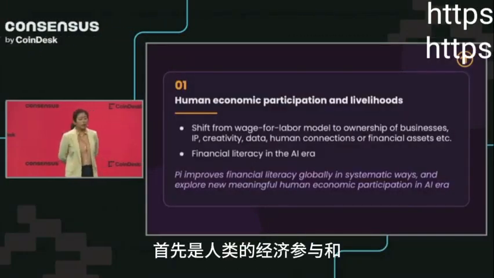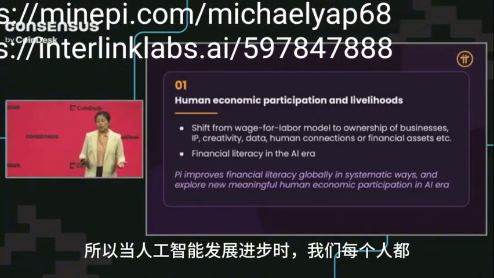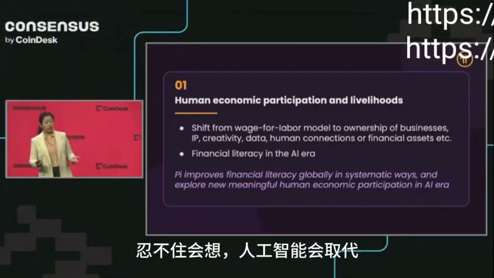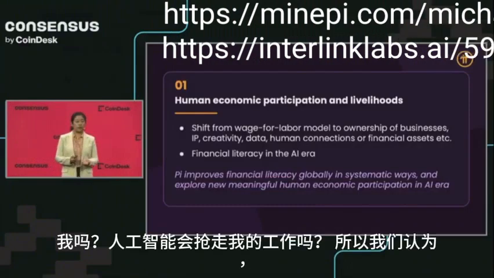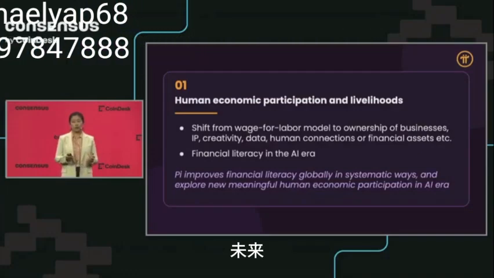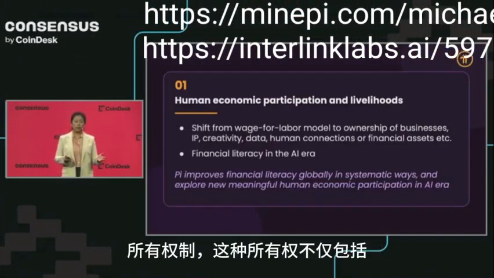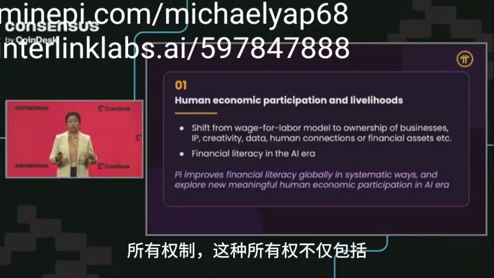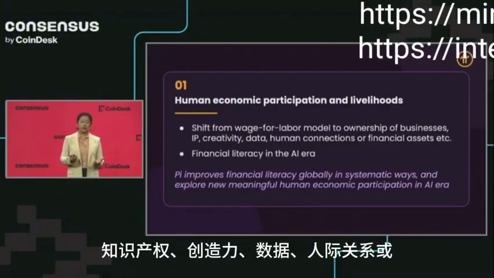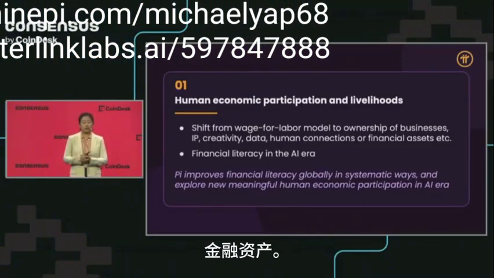First, human economic participation and livelihoods. So when AI advances, every one of us cannot help but wonder, will AI replace me? Will AI steal my jobs? So we think the future will actually shift from a wage-for-labor model for most people to ownership-based, ownership of not just capital, but ownership of businesses, IP, creativity, data, human connection, or financial assets.